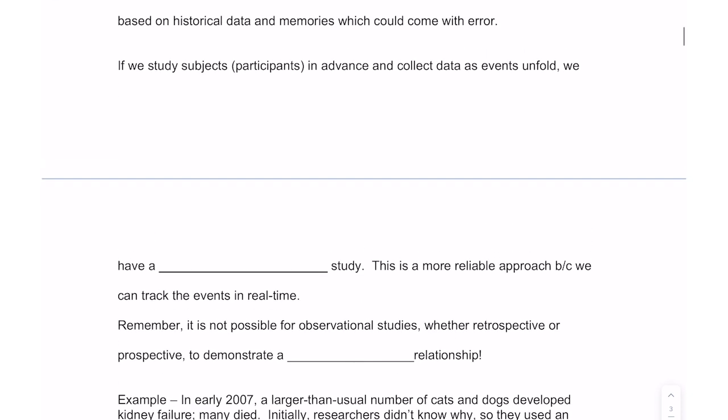If we study subjects, also known as participants, in advance and collect data as events unfold, we have what's called a prospective study. So that's basically when you follow people over time. This is a more reliable approach because we can track the events in real time. Remember, it's not possible for observational studies, whether retrospective or prospective, to demonstrate a causal relationship.